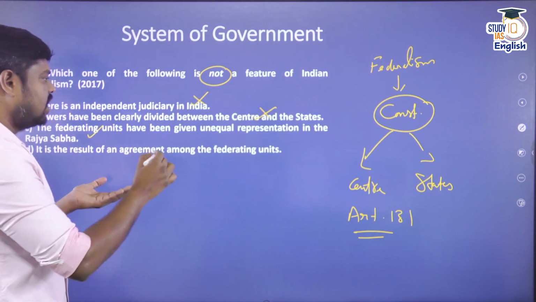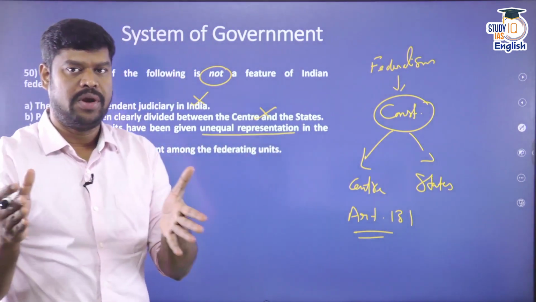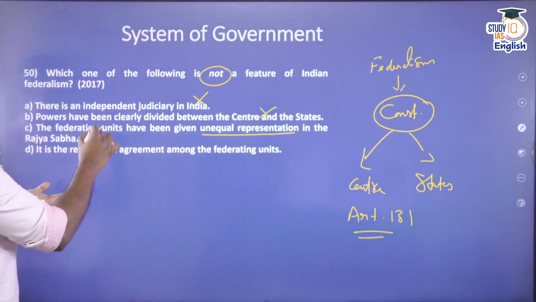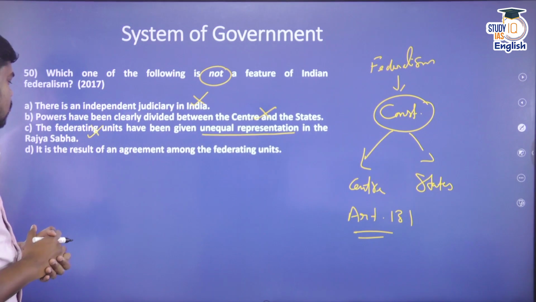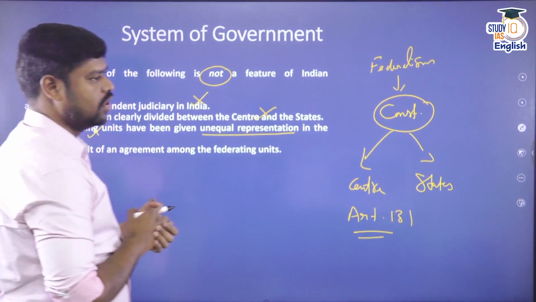However, in India there is unequal representation, and this representation is on the basis of population, which is given in the Schedule 4 of the Constitution. So, this is also a federal feature. So, this is also not the answer. The only thing that is left out is it is a result of an agreement among the federating units.